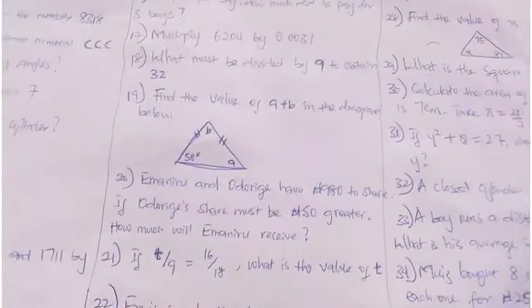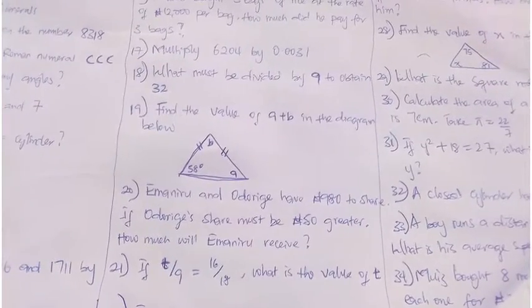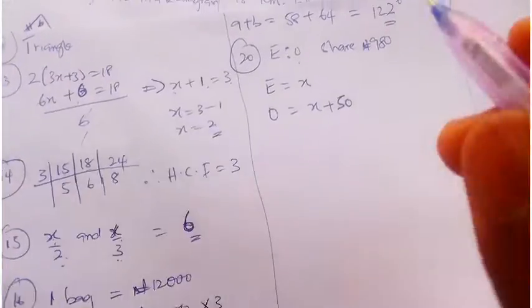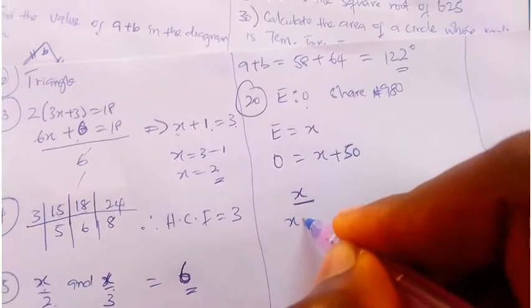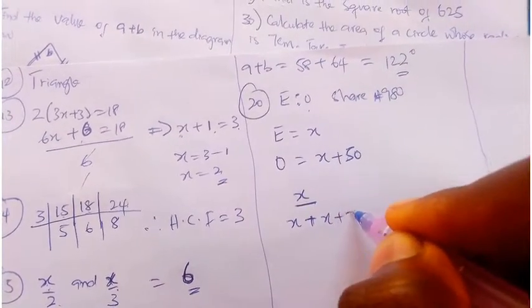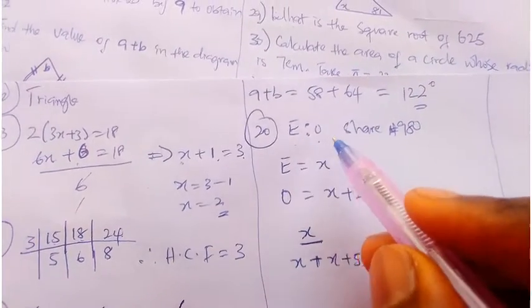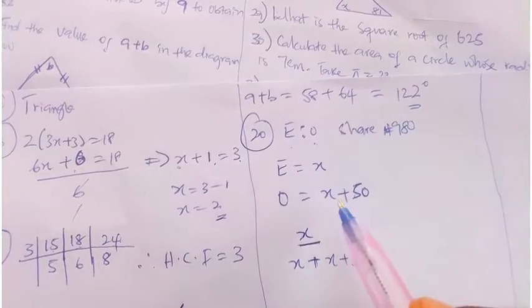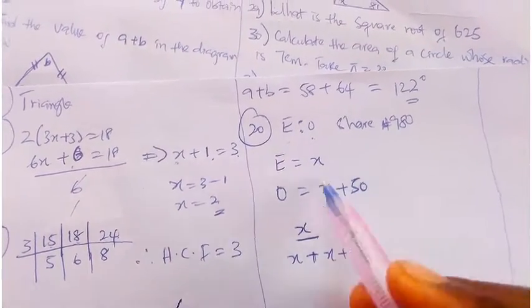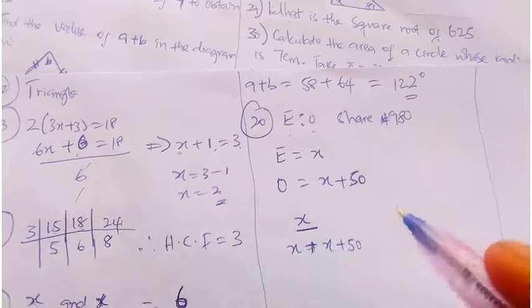Question number 20: how much will Emmanuel receive? Emmanuel is X. In that case, Emmanuel's share will be X over X plus 50, just like doing ratios 2 and 3, which for this one will be 2 over 2 plus 3. So this is like the 2, this whole is like the 3 there. So that becomes X plus 50.